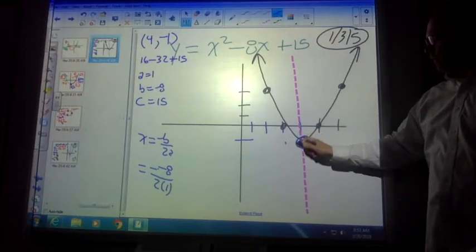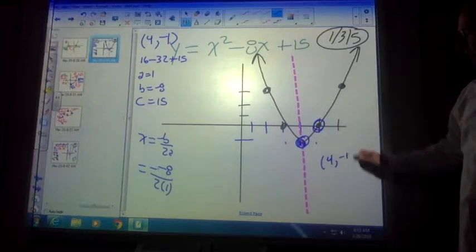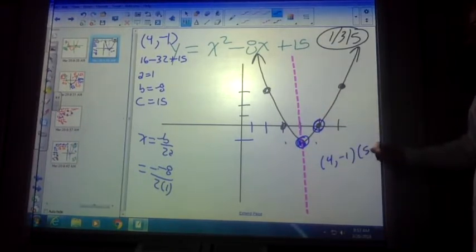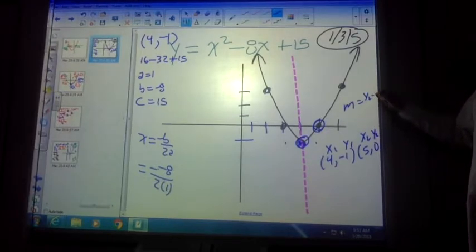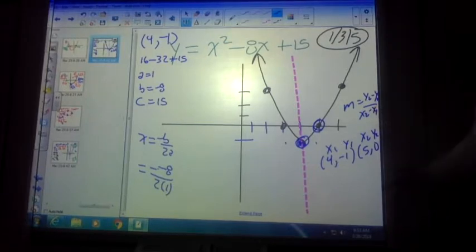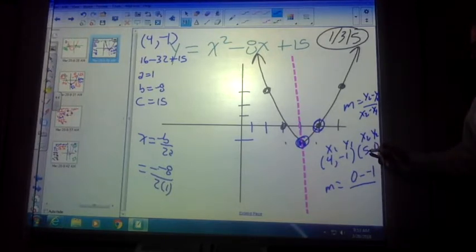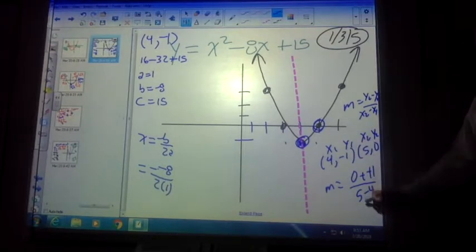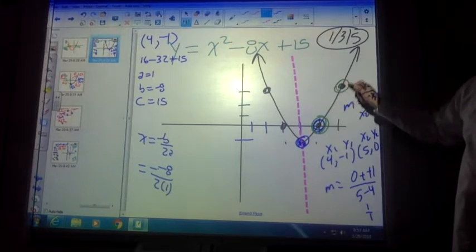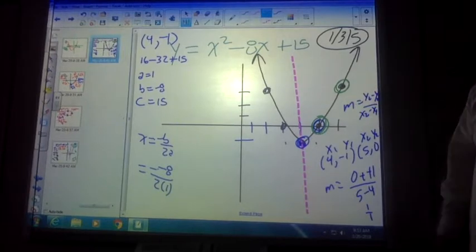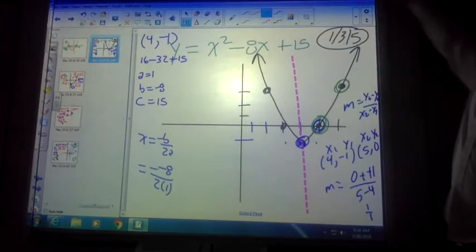No, watch. Ready? If I were to find the slope of those 2 points, still with me? That's the point 4 comma negative 1. Agree? That's the point 1, 2, 3, 4, 5 comma 0. Agree? If I label this x1, y1, and x2, y2, and I use my slope equation, which is y2 minus y1 over x2 minus x1, my slope is 0 minus negative 1 over 5 minus 4. So that's plus, so that's 1 over 1. If I were to find the slope between here and here, it's going to go up 3, right 1. And from here, up 5, right 1. And from here, up 7, right 1.